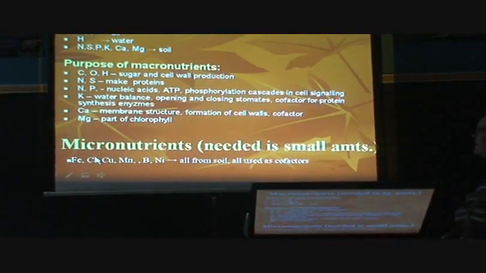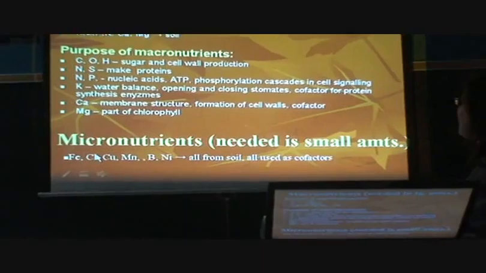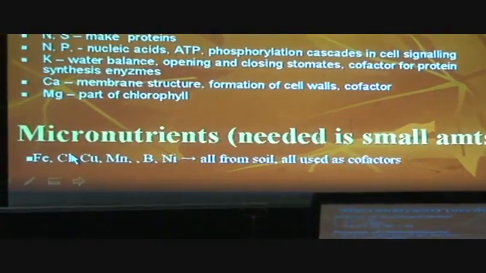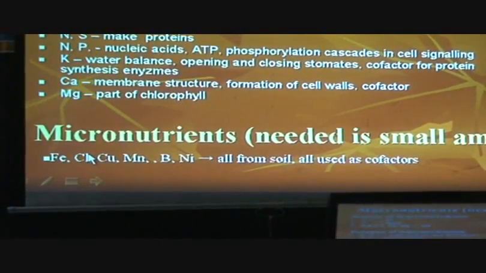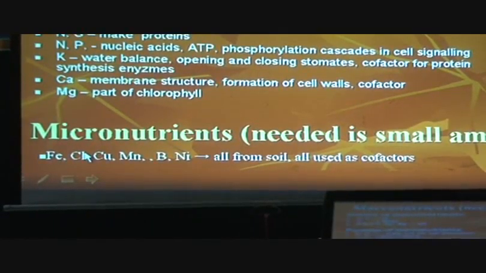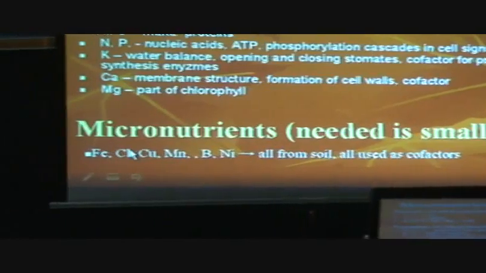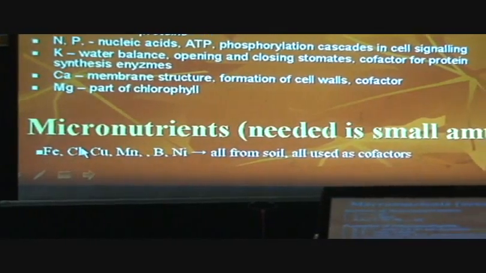Micronutrients, you don't need to memorize them. They just need them in very small amounts. And all the micronutrients are coming from the soil. So almost everything's coming from the soil except for the carbon, hydrogen, and oxygen, which is a huge problem with farming, right? Because we take all the nutrients out of the soil.